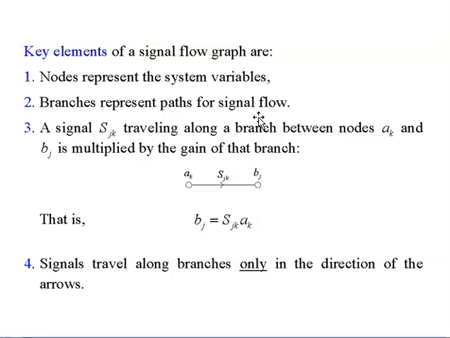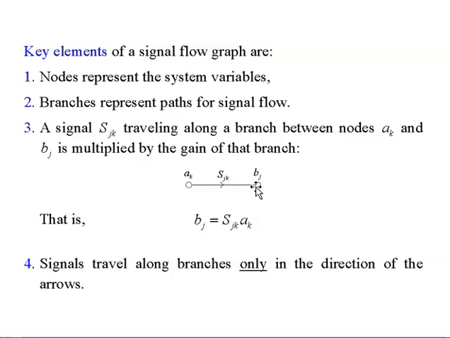The key elements of a signal flow graph. First, the nodes represent the system variables. So here you have two nodes, A_k and B_j. Second, branches represent paths for signal flow. So here, this will be the branch with the arrow pointing from A_k to B_j.